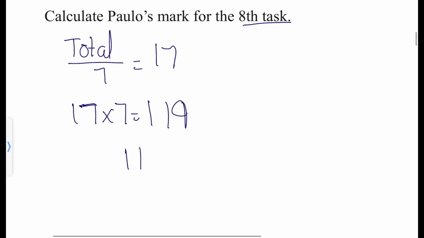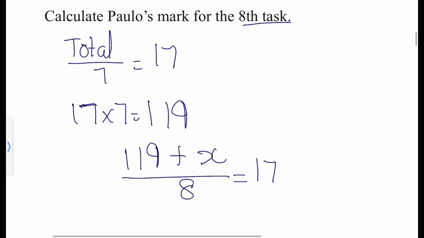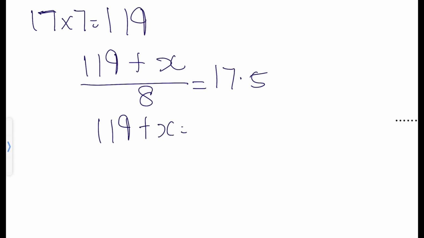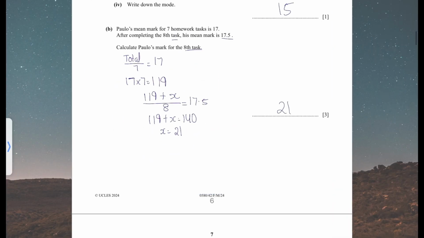So 119 plus x divided by 8 is equal to 17.5. So simple here, 119 plus x is equal to 17.5 into 8, which is 140, and x is then 140 minus 119, which is 21. So the x value would be 21. You can even check it now. If you do 119 plus 21 divided by 8, that gives you 17.5.